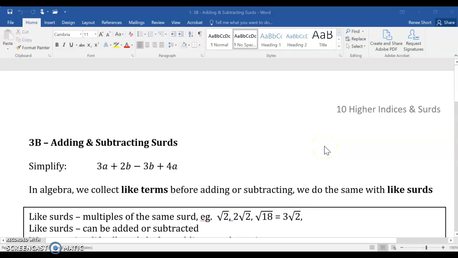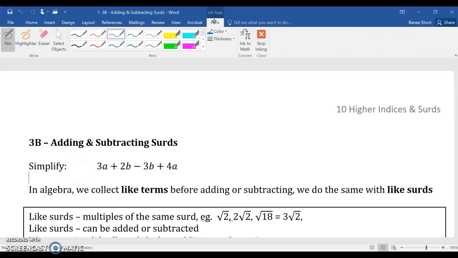Okay team, welcome to video 2, which is going to look at 3b and adding and subtracting surds. To start with, I actually just want us to focus on this statement here, which says simplify 3a plus 2b minus 3b plus 4a.